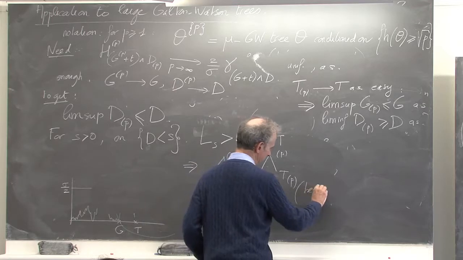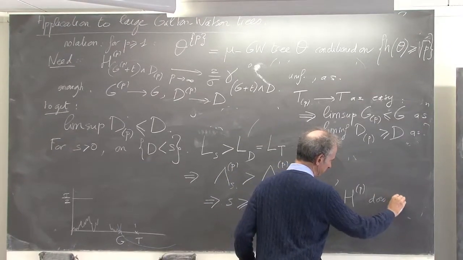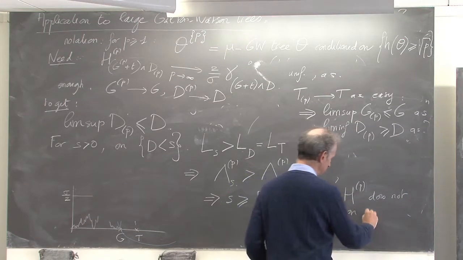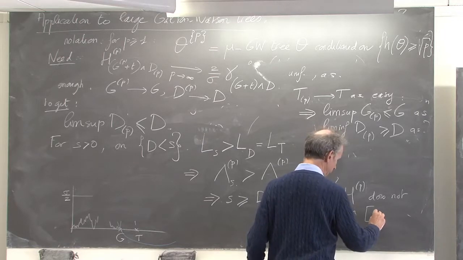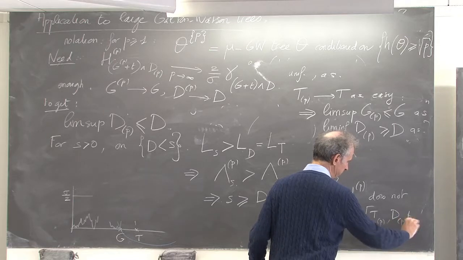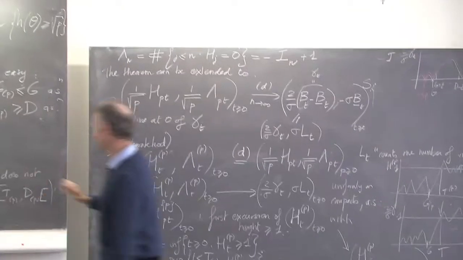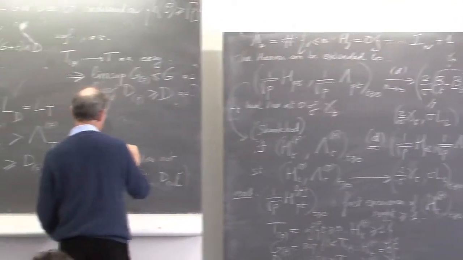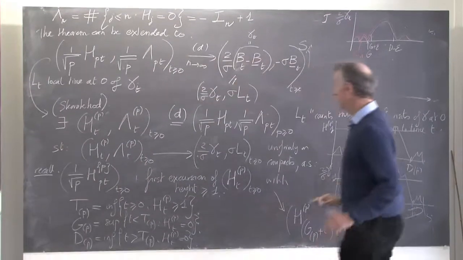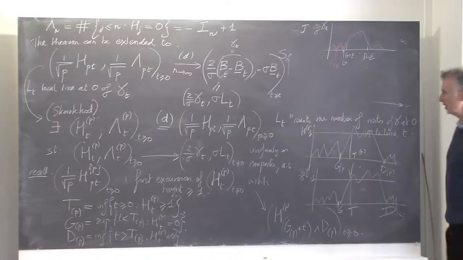Because lambda p does not increase on the interval which I called Tp dp. Okay, because it's the same thing. You just have to, not Hp, lambda p, sorry. The fact that lambda counts the number of passages at 0, and your process H, rescaled, does not hit 0 on this interval, okay?